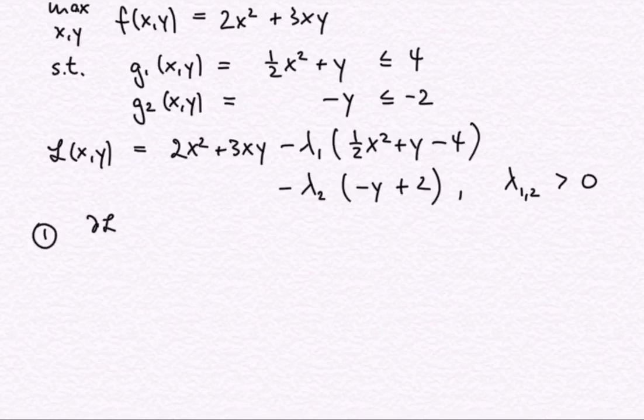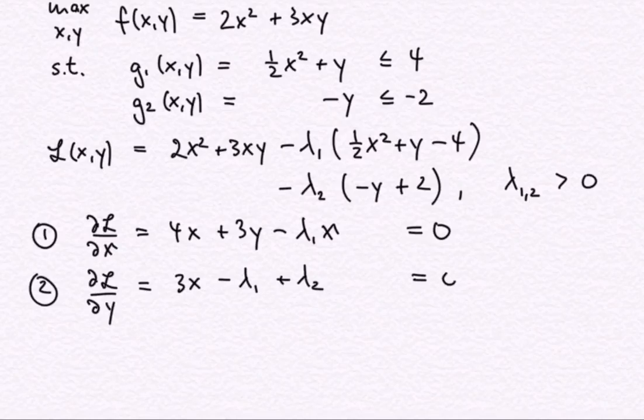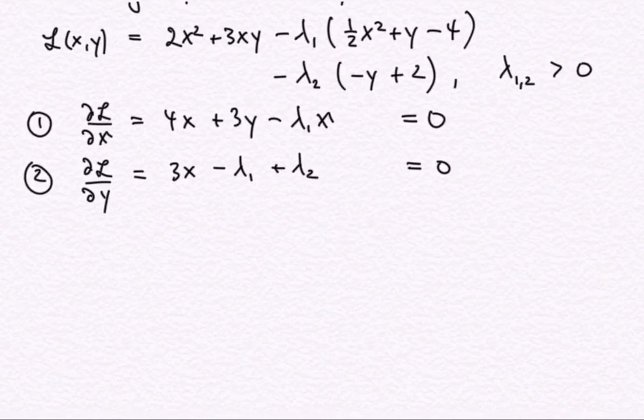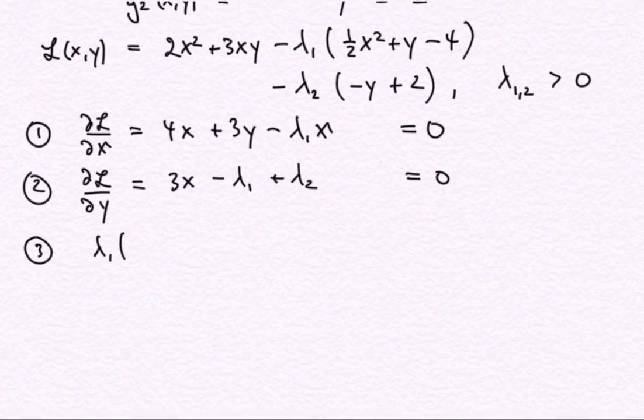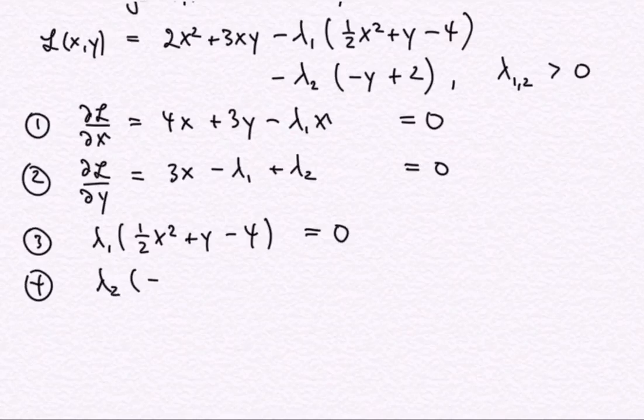The first two again involve partial derivatives with respect to the choice variables. With respect to x: 4x plus 3y minus lambda 1 x be 0. Second, the partial derivative of L with respect to y: 3x minus lambda 1 plus lambda 2 be equal to 0. As for the inequality constraints, now complementary slackness: lambda 1 times the slack, 1/2 x squared plus y minus 4, be 0, and finally lambda 2 times minus y plus 2 be 0.